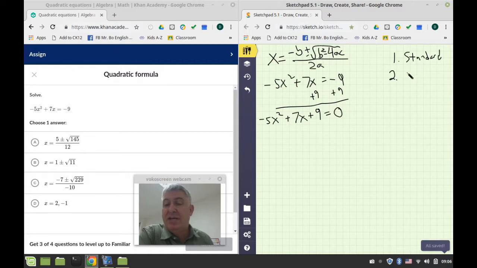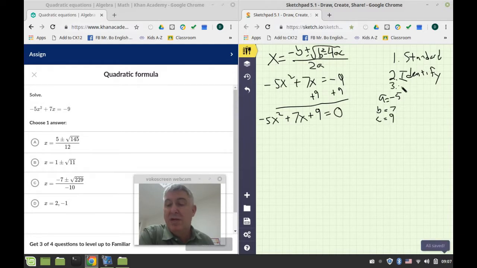And our second step is to identify A, B, and C. So let's see. A is equal to negative 5, and B is equal to 7, and C is equal to 9.